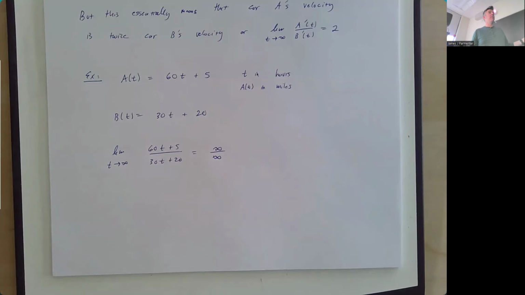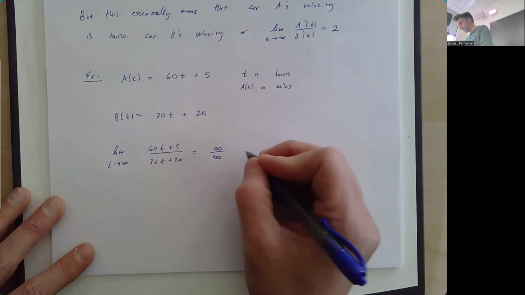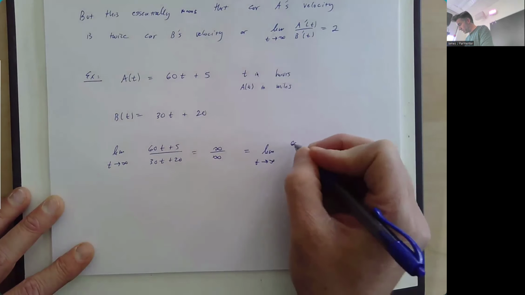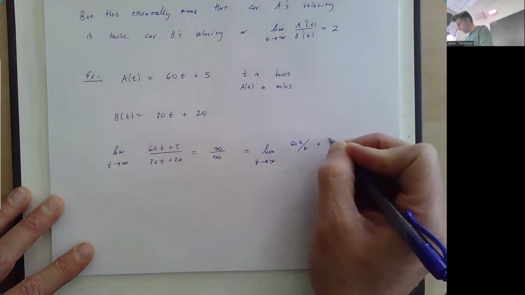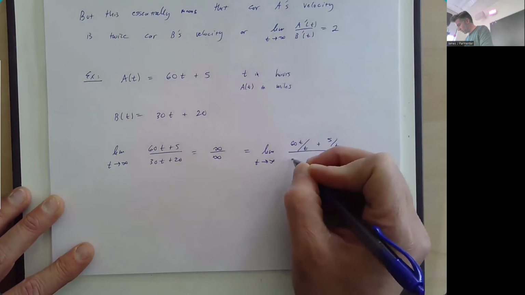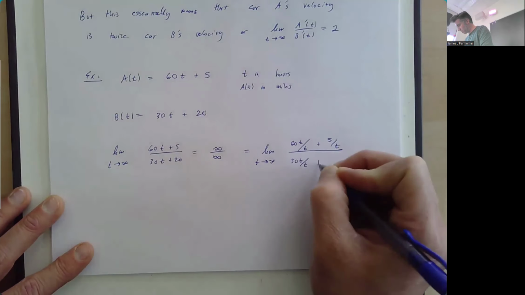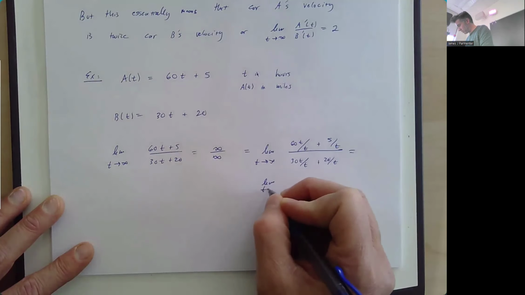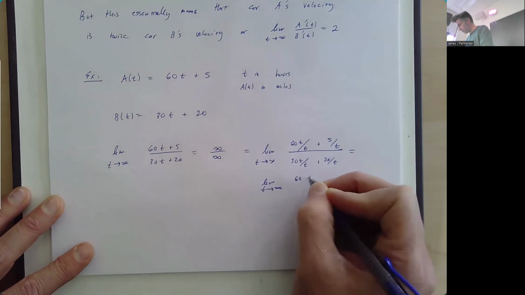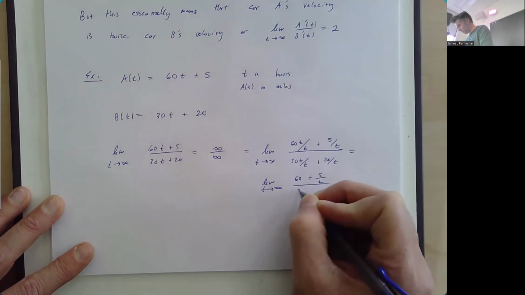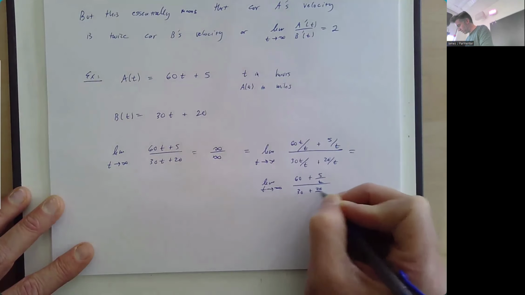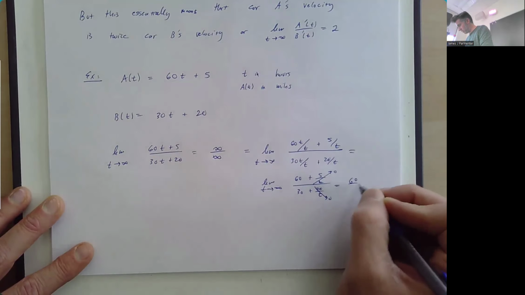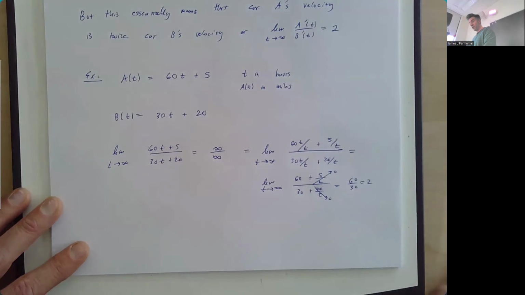That's still valid here. You could totally do this as the limit as t goes to infinity of 60t over t plus 5 over t, over 30t over t plus 20 over t. That's the limit as t goes to infinity of 60 plus 5 over t, over 30 plus 20 over t. The 5 over t goes to 0, and so does the 20 over t, so you get 60 over 30, which is 2.